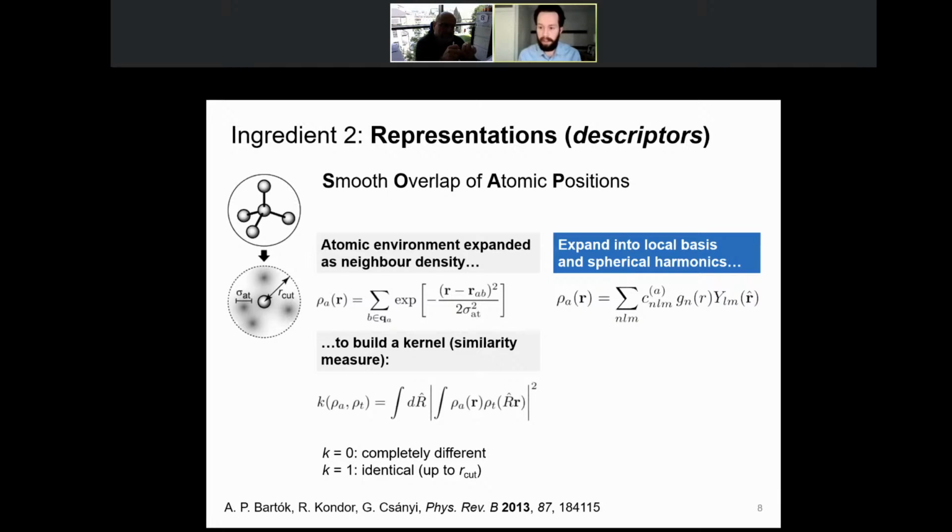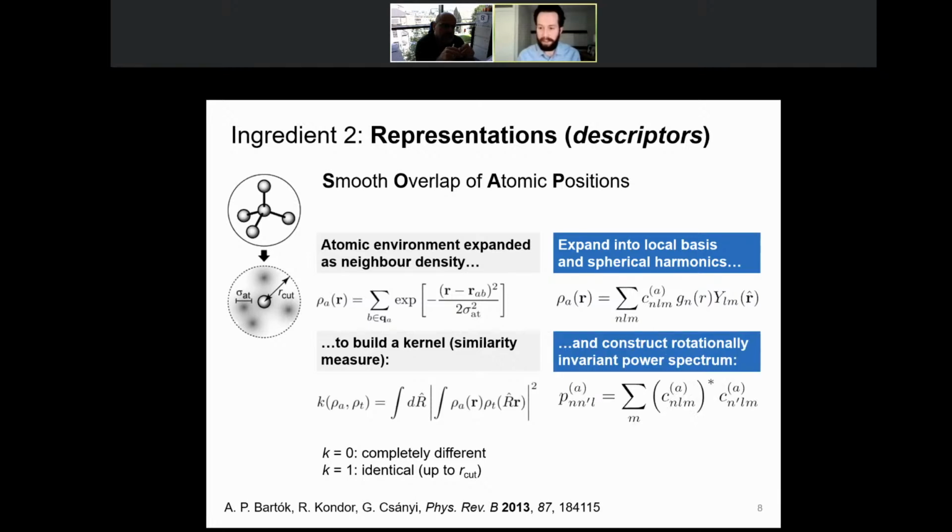So in practice, how do you do this? You don't solve the integrals in the way that's written on the left, but you expand the density into a local basis with radial and spherical terms. And again, the chemists will recognize that this looks very, very similar to the way that we're building atomic orbitals in the first year lectures. You then go and take the coefficients of this expansion and combine them into a dot product kernel that is really efficient to evaluate in practice.